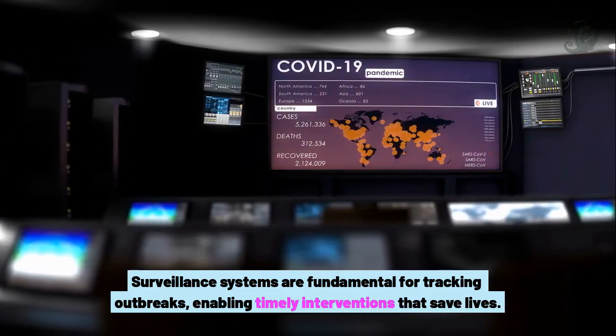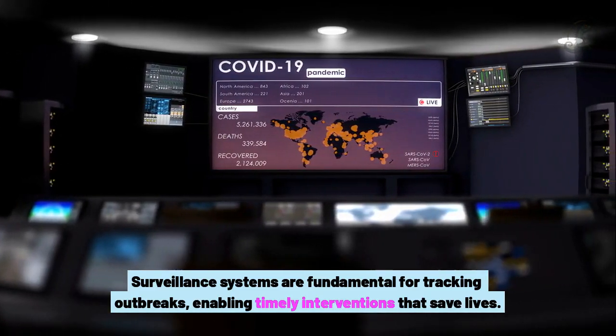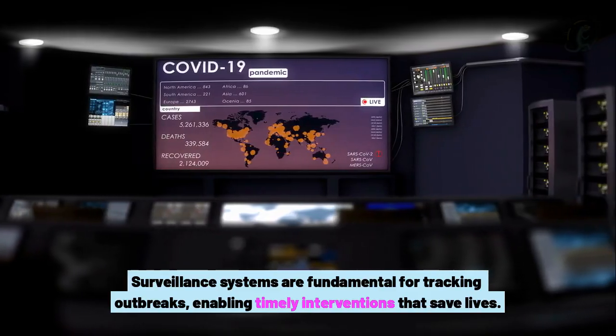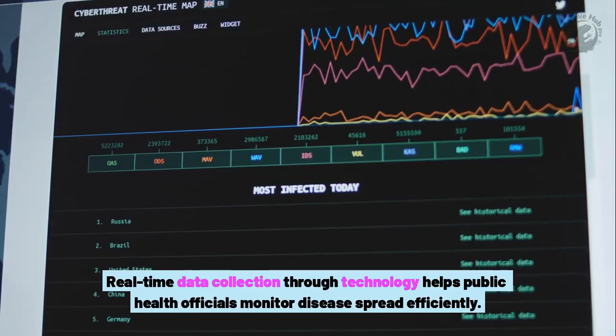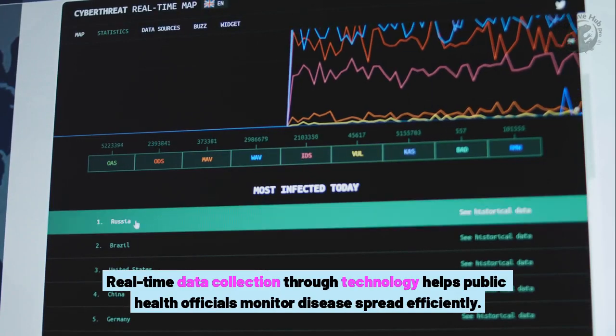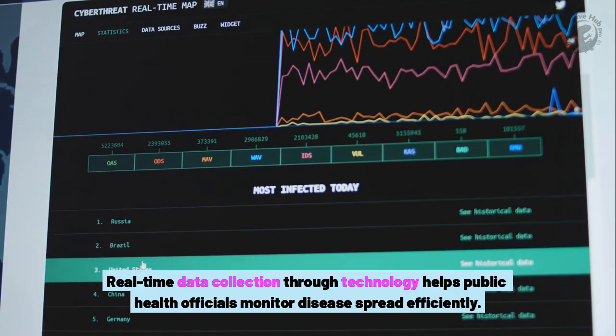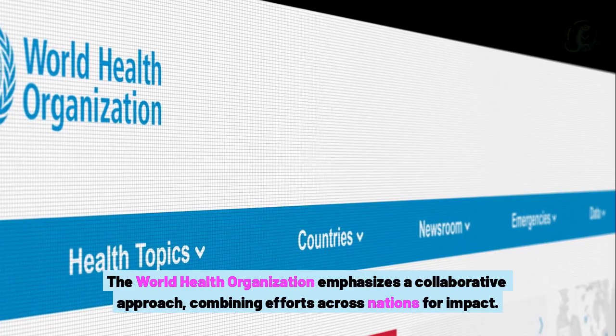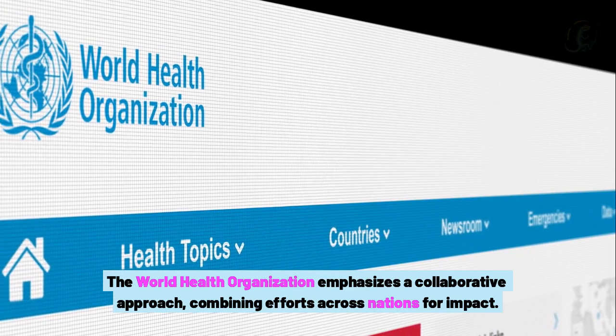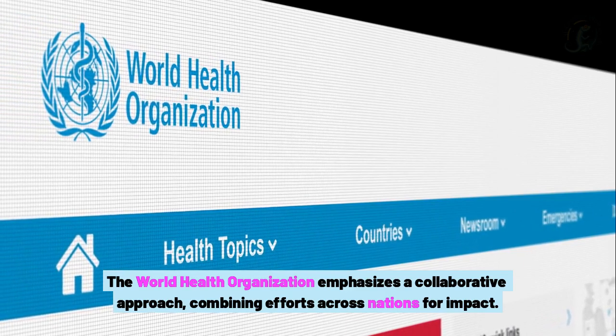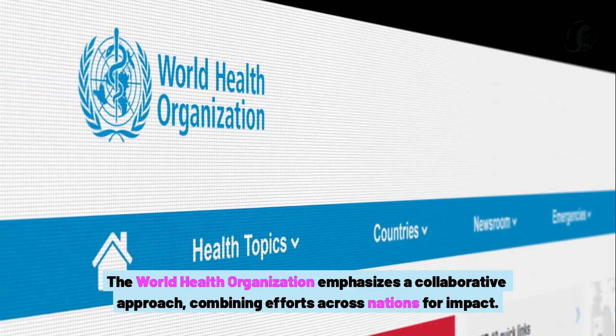Surveillance systems are fundamental for tracking outbreaks, enabling timely interventions that save lives. Real-time data collection through technology helps public health officials monitor disease spread efficiently. The World Health Organization emphasizes a collaborative approach, combining efforts across nations for impact.